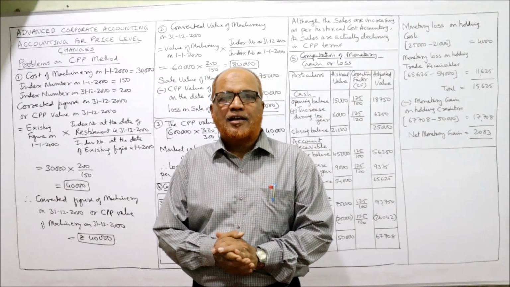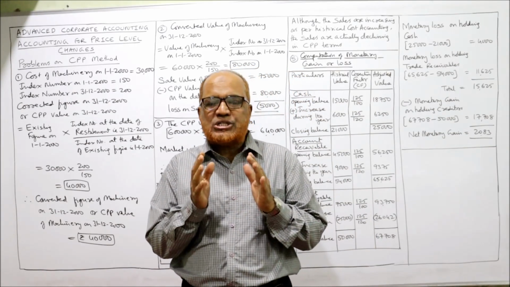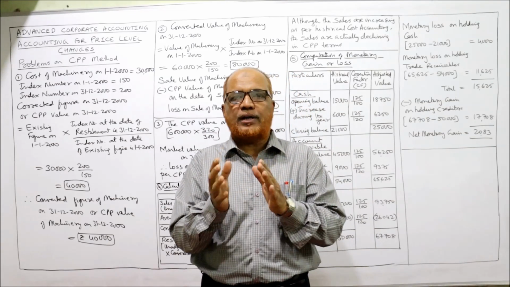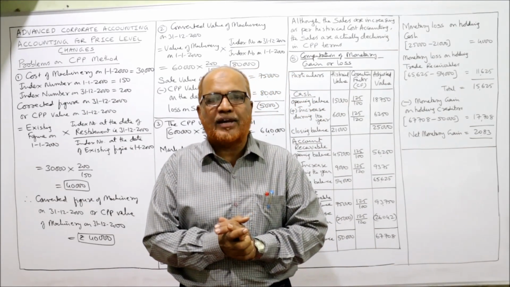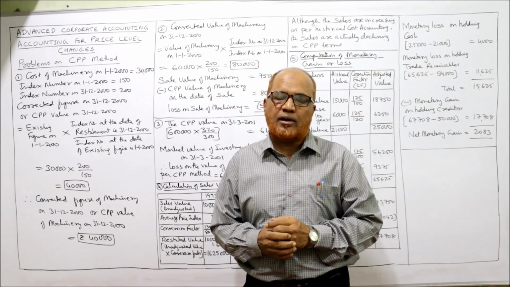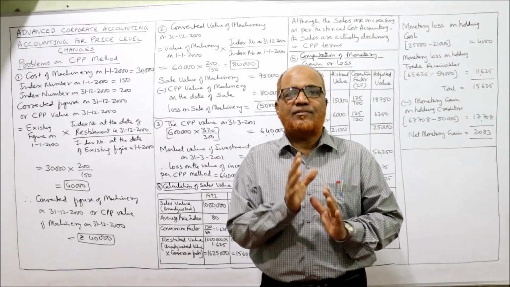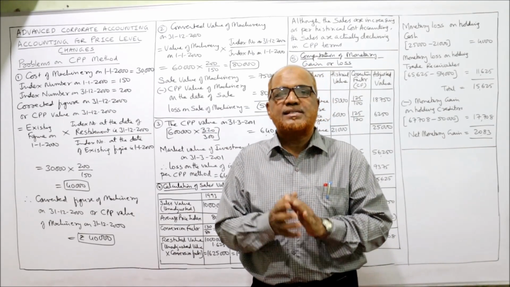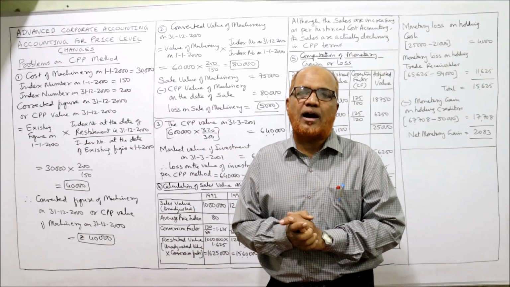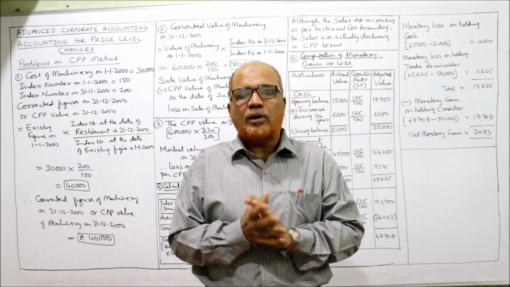I'm Hasham. Now I'm going to start the problems on accounting for price level changes. In the last video I explained the theory regarding accounting for price level changes, or inflation accounting. I explained the limitations of historical accounting and the different methods of restating the financial statements, according to the CPP method and the CCA method. Now I'm going to start the problems.